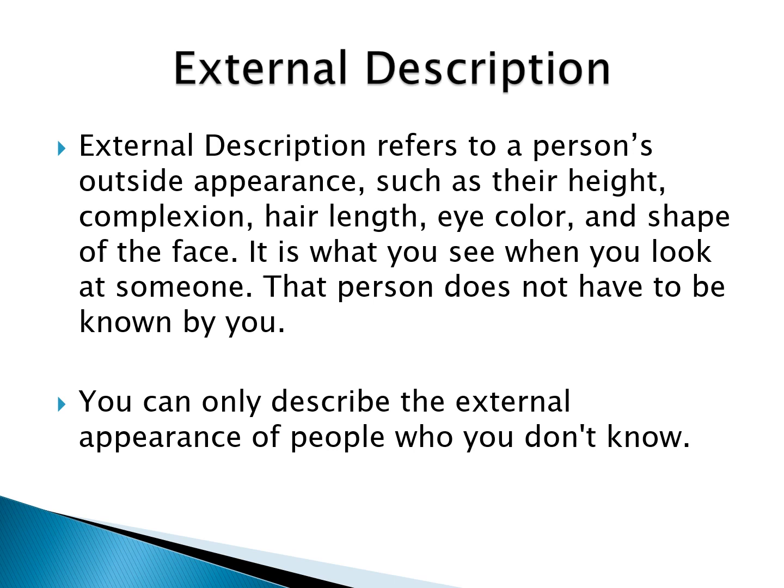External description. Now, in comparing and contrasting characters, we think about what we can see on the outside, such as the character's height, complexion, hair length, eye color, and shape of the face. The external description is what you see when you look at someone. That person does not have to be known by you. You can only describe the external appearance of people who you don't know.